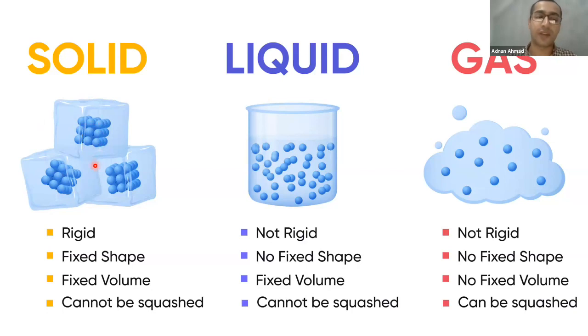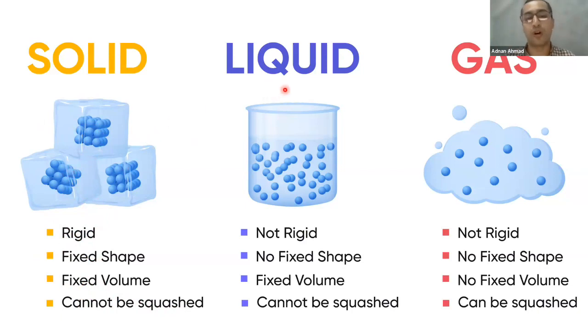So solids are rigid, they have a fixed shape. If you look at this pen again, it has a fixed shape. I cannot change it, I cannot mold it. It has a fixed volume and it cannot be squashed. As I said, you cannot compress it. So these are some of the properties that matter exhibits in its solid state.